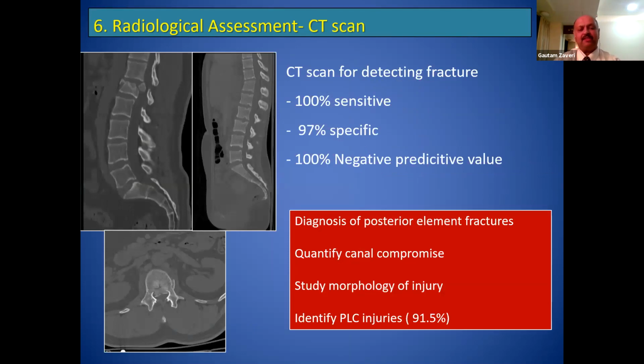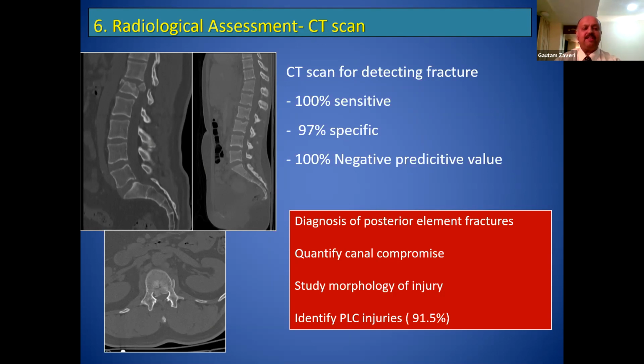However, as I said earlier, the X-rays have a limited sensitivity. And therefore, in a lot of institutions across the world, in patients with blunt trauma, where multiple injuries are suspected, CT scan is the primary tool which is used for detecting thoracolumbar fractures. It has been found to be 100% sensitive, 97% specific, and has an extremely high negative predictive value.